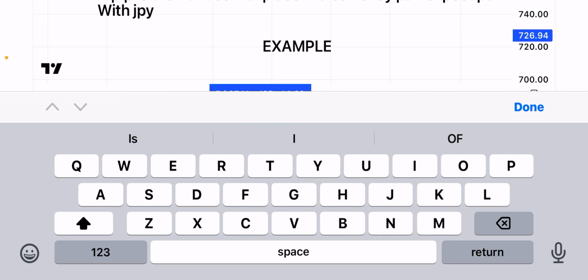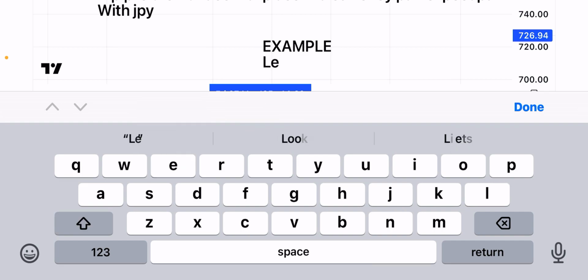Let's use EURUSD as an example. Let's say EURUSD increased, like EURUSD moved up. We want to know how much, from our entry to our exit point, EURUSD moved.